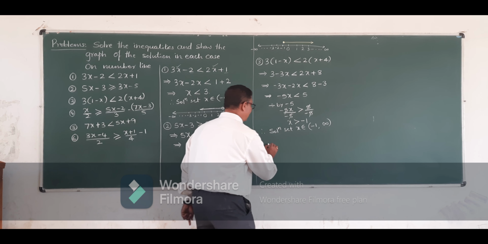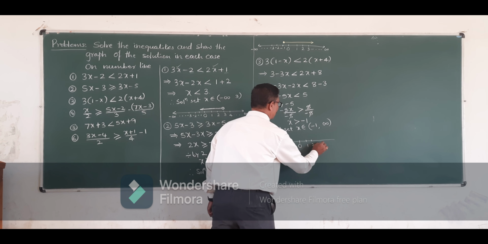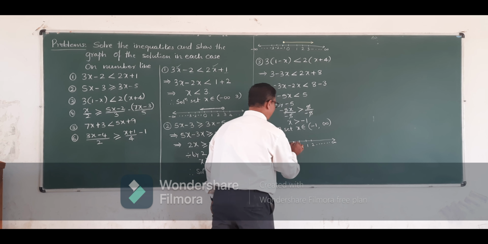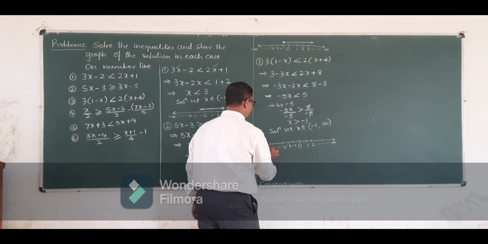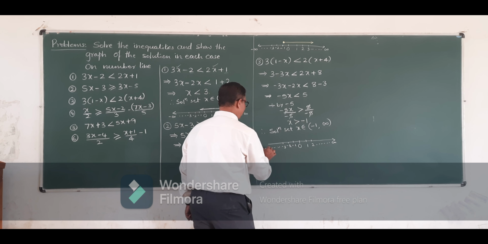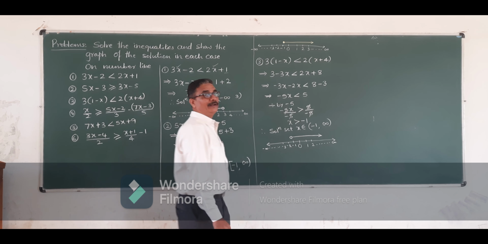Now draw the number line. 0 at the midpoint, right side positive numbers up to infinity, left side negative numbers up to minus infinity. x is more than minus 1. This is minus 1. Here, towards the right side, more than minus 1. Only draw a circle because it is an open interval.